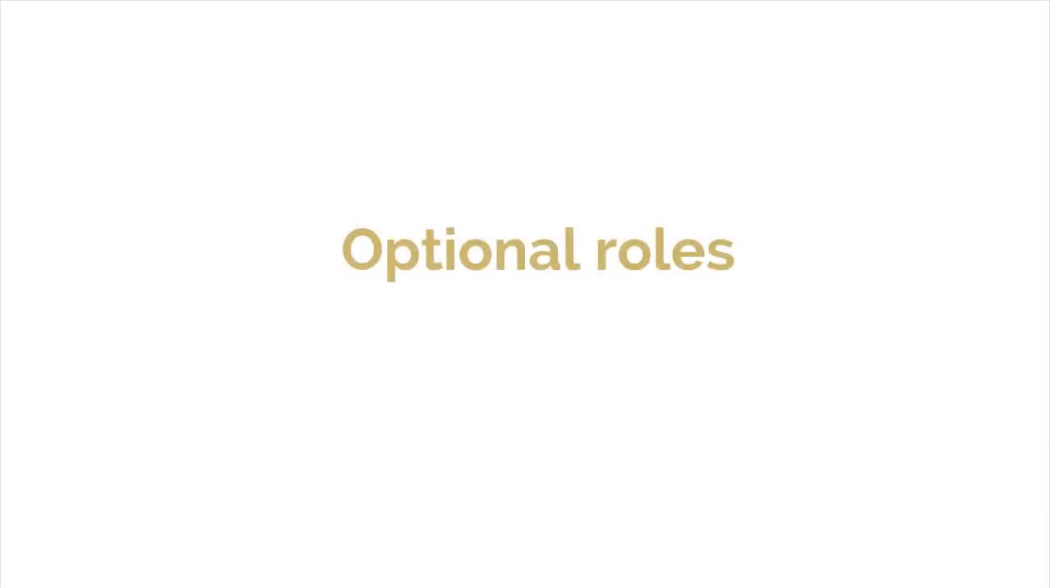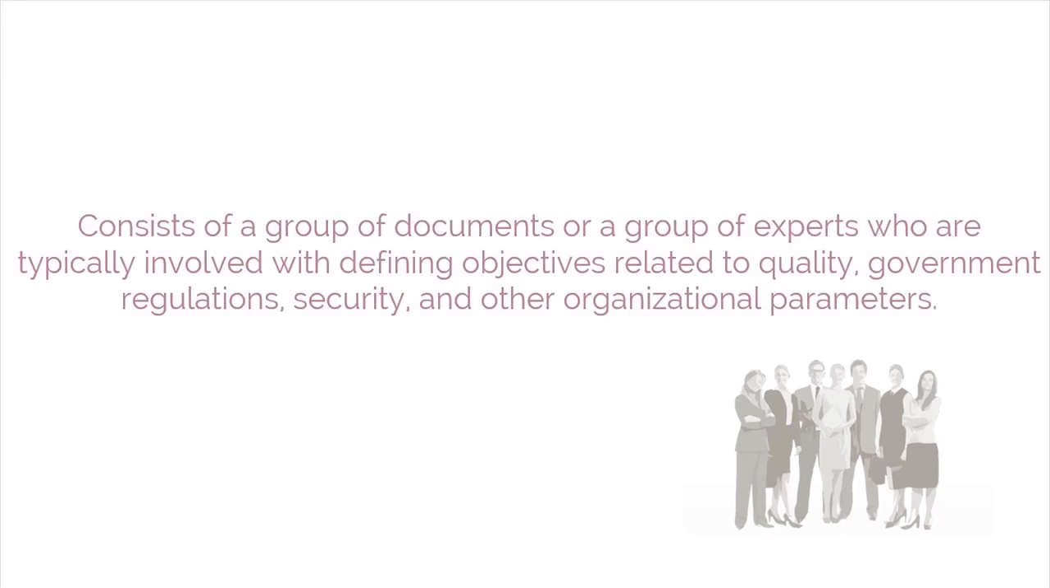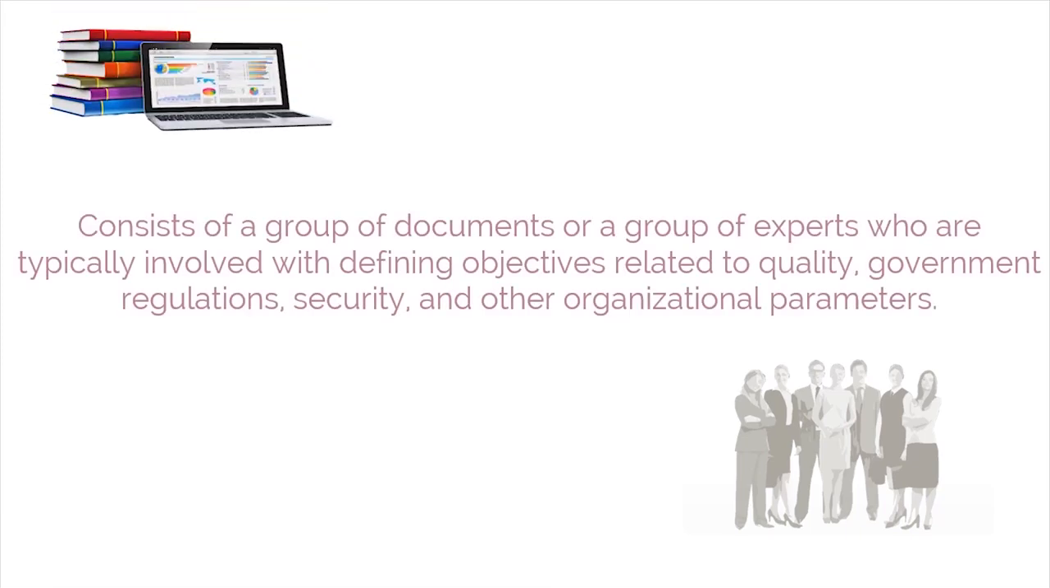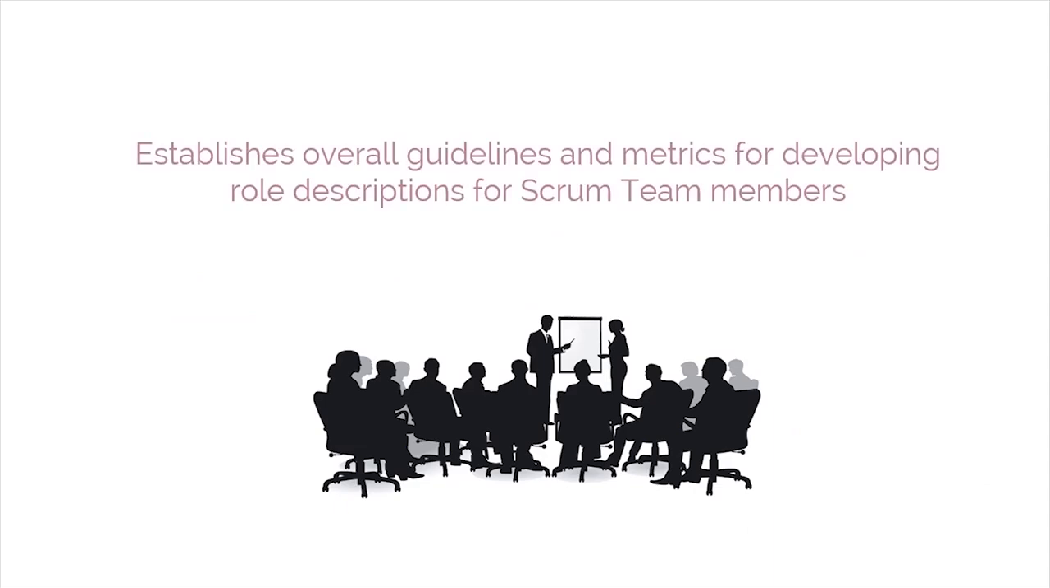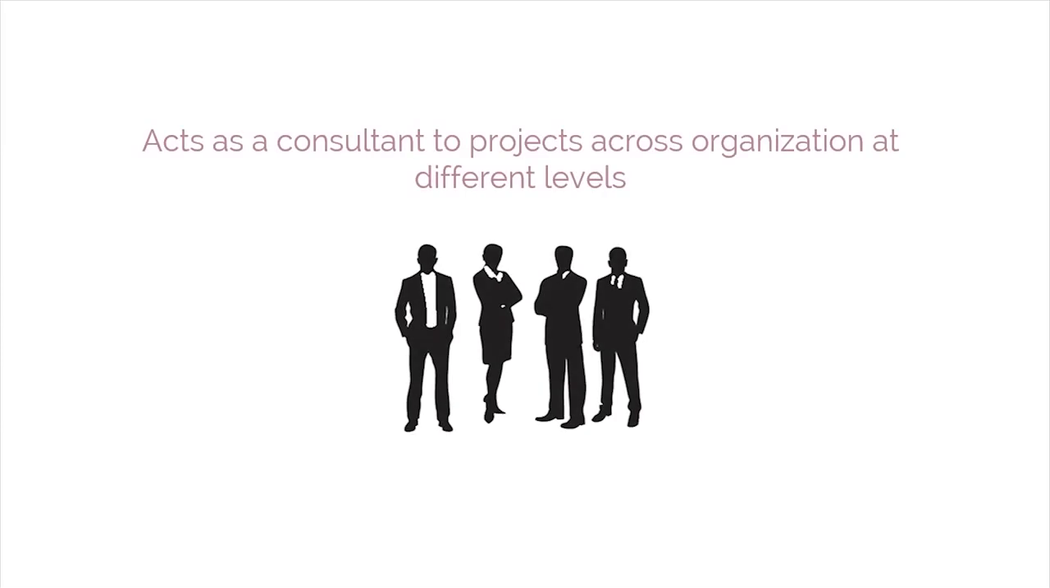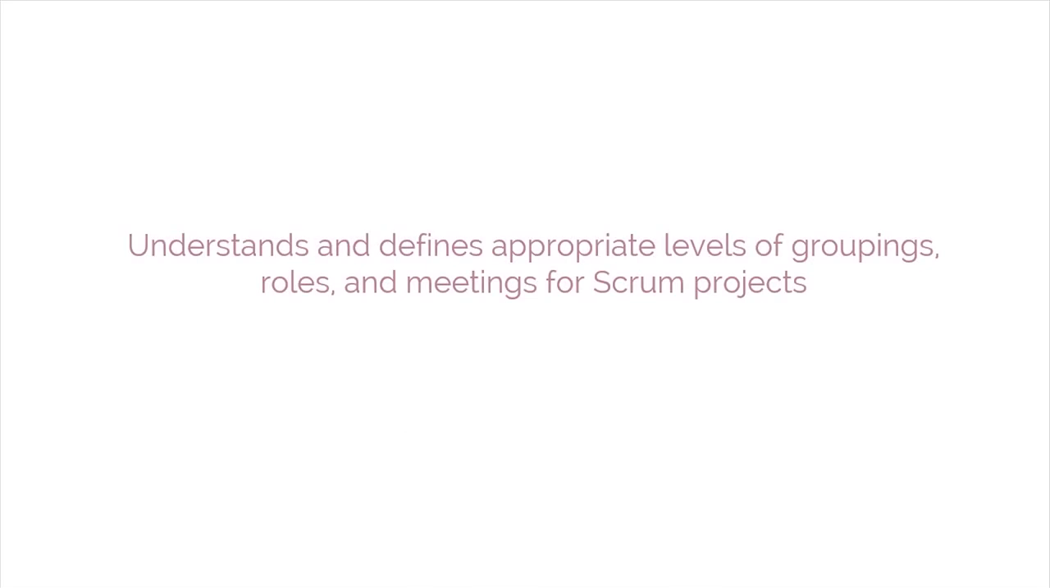It has an optional role. It generally consists of a group of documents or a group of experts who are typically involved with defining objectives related to quality, government regulations, security, and other organizational parameters. The Scrum Guidance Body establishes overall guidelines and metrics for developing role descriptions for Scrum team members. It acts as a consultant to projects across the organization at different levels. It also understands and defines appropriate levels of groupings, roles, and meetings for Scrum projects.